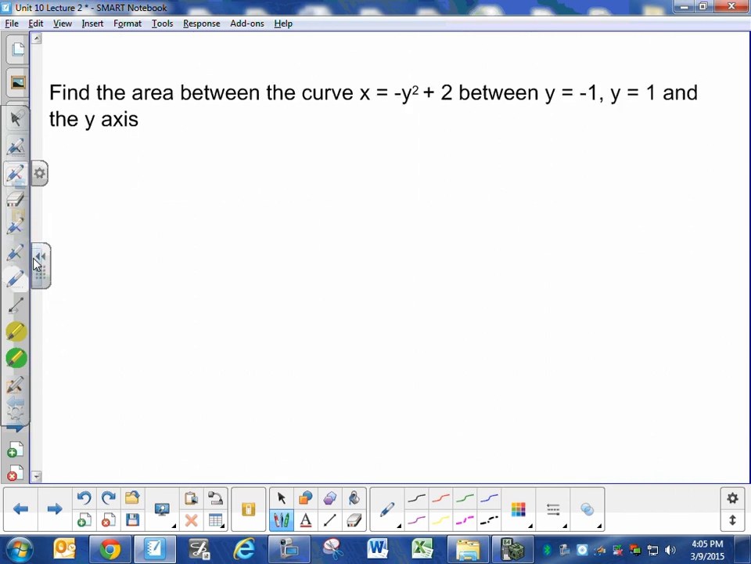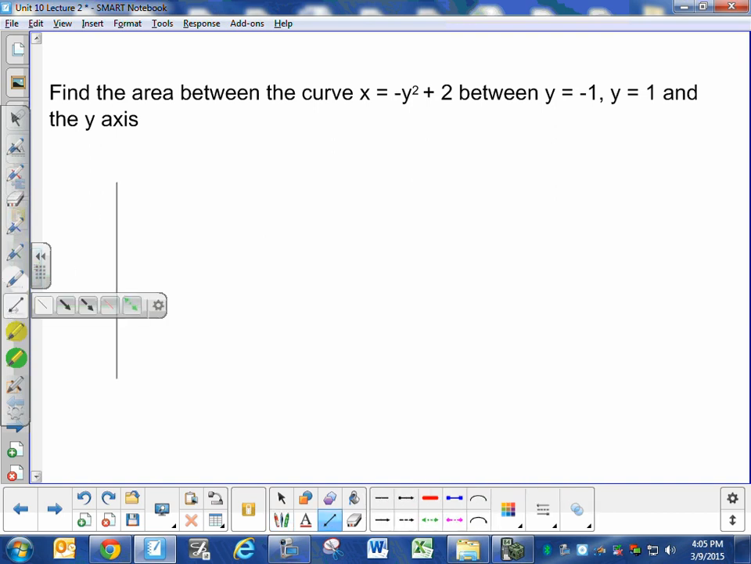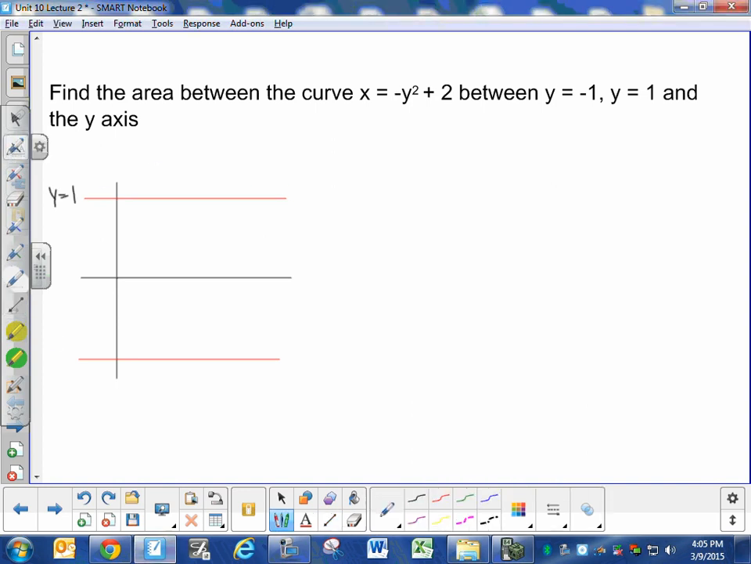Let's try another one. Let's find the area between the curve x equals negative y squared plus 2, between y equals negative 1 and y equals 1, and the y-axis. So what is that going to look like? Well, I have the lines y equals negative 1 and y equals 1, so I know I have to focus on that. I will just pick y-coordinates to plug in here to help me find x-coordinates. It's almost like instead of plugging in x's to get y's, I'm going to plug in y's to get x's.